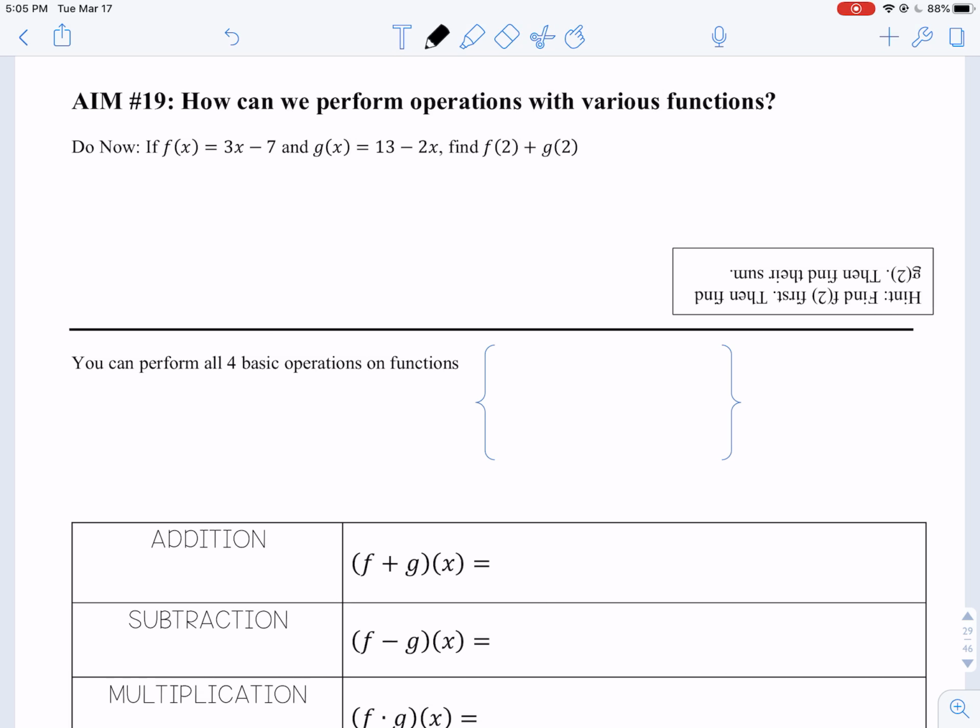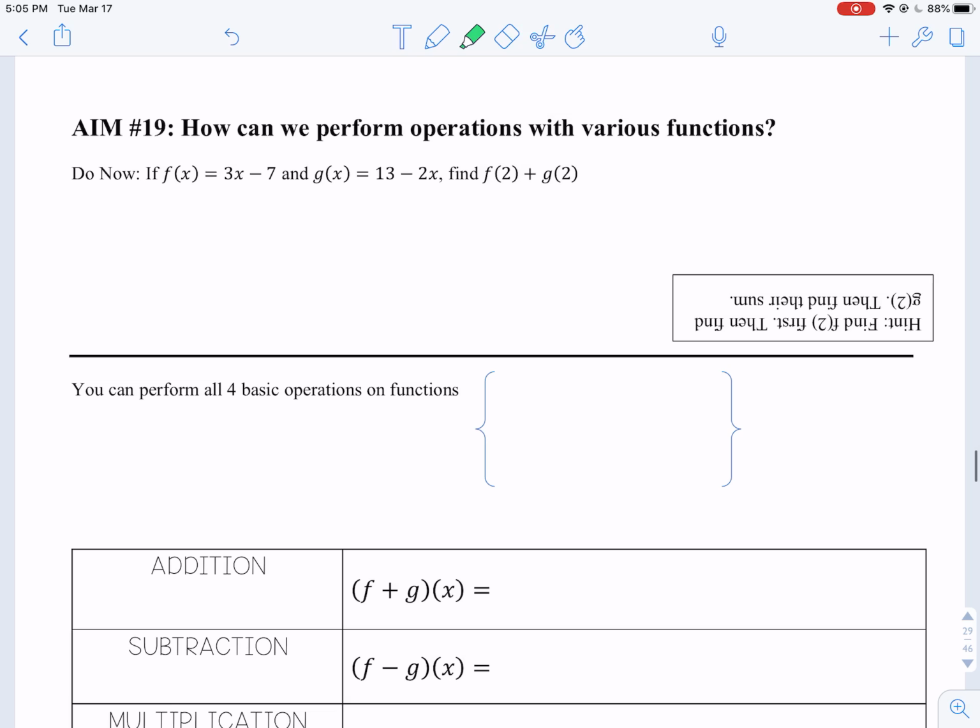Hi everyone, we are now on lesson 19, which is how can we perform operations with various functions. We talked about functions in lesson 18, and now we're just going to talk about operations with functions. We know our four main operations to be addition, subtraction, multiplication, and division. So it's not going to be too complicated, I promise. Let's take a look at our do now.